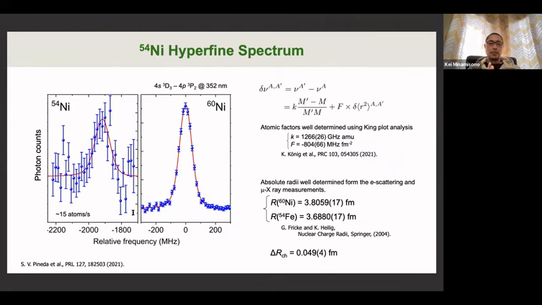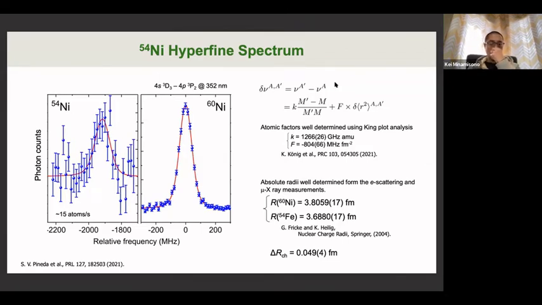Okay, so I'm jumping into the result. This is the result of the nickel 54 hyperfine spectrum. We measured it relative to the nickel 60 stable isotope. The experiment was done with 15 atoms per second. This is pretty low for a fluorescence laser spectroscopy measurement. You can tell that from the size of the error bars and also the scatter of the data compared to stable isotopes. However, we can precisely determine the centroid.